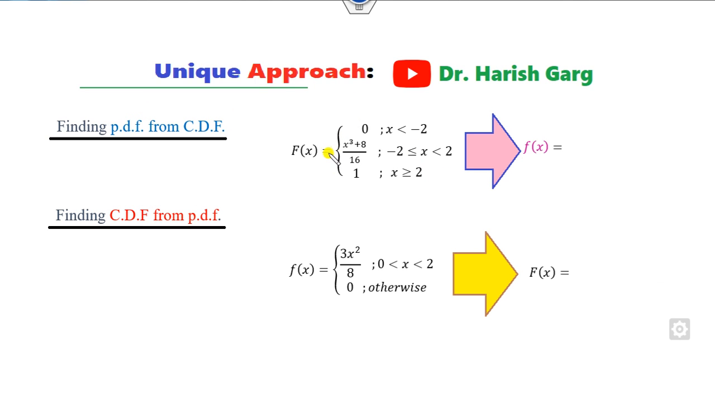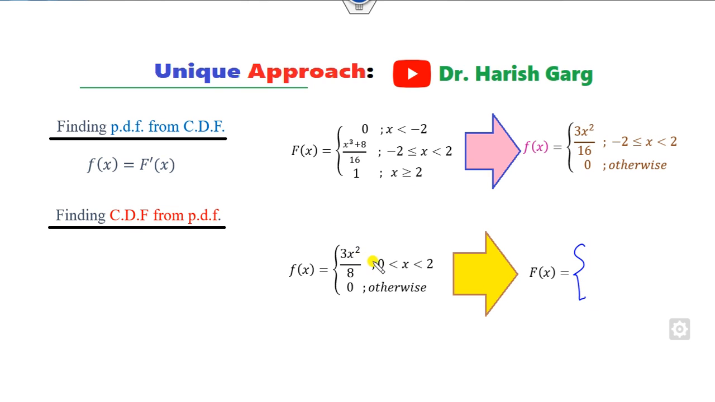For example, here, to find the PDF, you can simply take the derivative of this function. What is the derivative of this function? It is 0. What is the derivative of this function? It is 3x square over 16. The domain is minus 2 to plus 2. Fine. How can you find the CDF from the PDF?